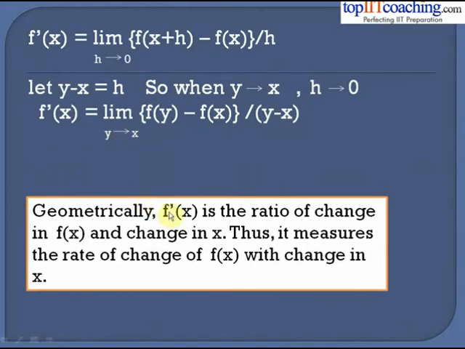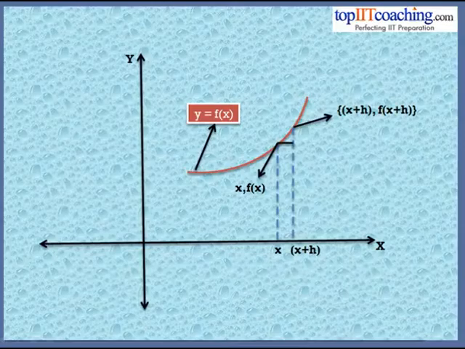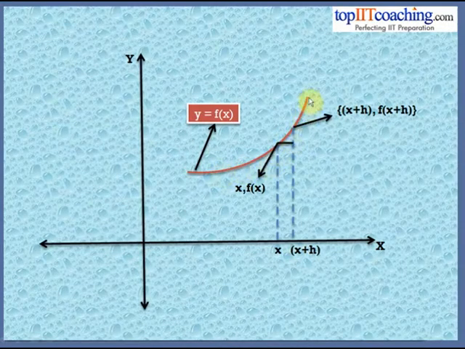So geometrically, f dash x is the ratio of change in f(x) and change in x. Thus, it measures the rate of change of f(x) with respect to change in x. Now let us say that this is the curve y equal to f(x). Now we take any point x, and correspondingly the value of y would be f(x). So the coordinates of this point become x comma f(x).